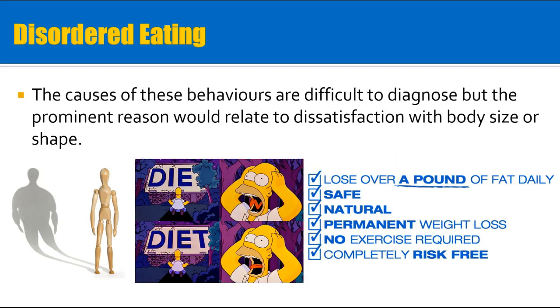So causes of disordered eating are usually changes to behaviours, and they are difficult to diagnose, but it's usually as a result of dissatisfaction with body size or shape. The media has also been blamed for the trends in disordered eating, especially among young women, because of this unattainable body image. Other pressures in a person's life can also trigger disordered eating patterns as well.